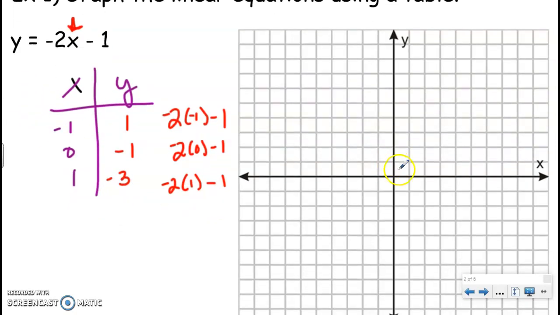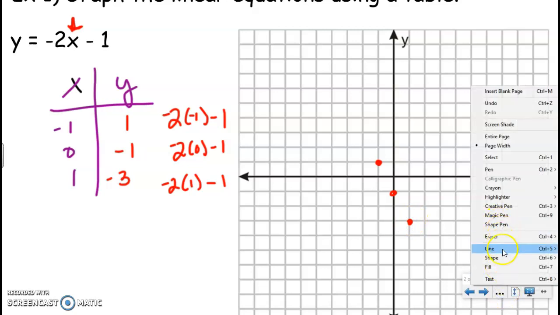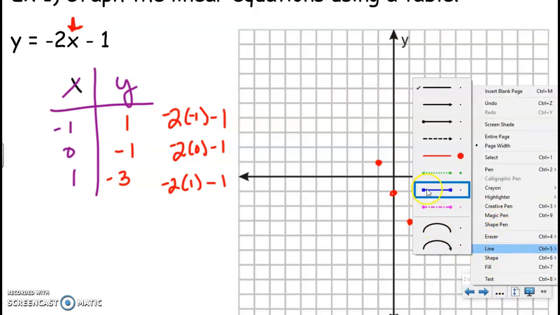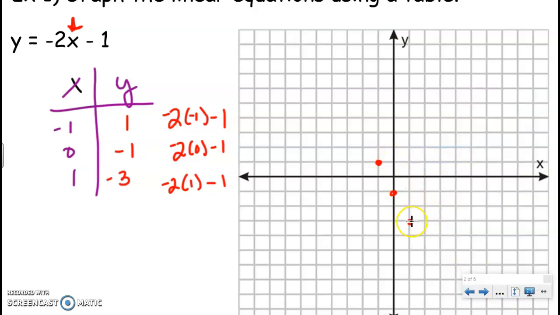So if I plot those points there, I have (-1, 1), (0, -1), and (1, -3). This one's a little tricky to do on my ink pad here, but we'll try it. Okay, use your ruler and draw a nice straight line through those points.